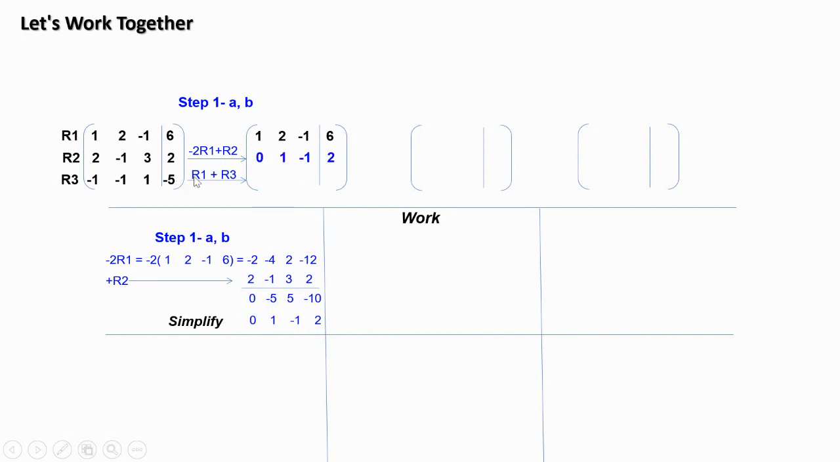So to eliminate the x value on row 3, it'll just be row 1, which is 1, 2, -1, 6, plus row 3. It's going to give you 0, 1, 0, 1. That's my new row 3.